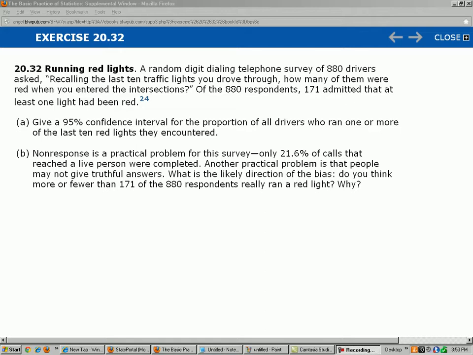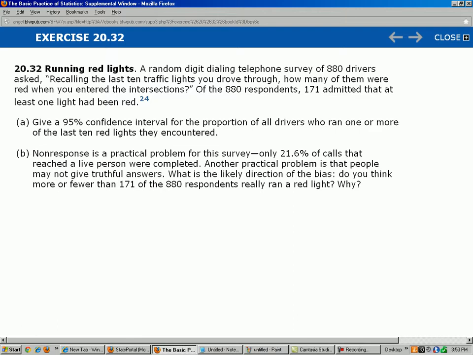Hello, this is an example from another textbook, chapter 20, question 32. It says running red lights. A random digit dialing telephone survey of 880 drivers asked, recalling the last 10 traffic lights you drove through, how many of them were red when you entered the intersections? Of the 880 respondents, 171 admitted that at least one red light had been red. Part A. Give a 95% confidence interval for the proportion of all drivers who ran one or more of the last 10 red lights they encountered.